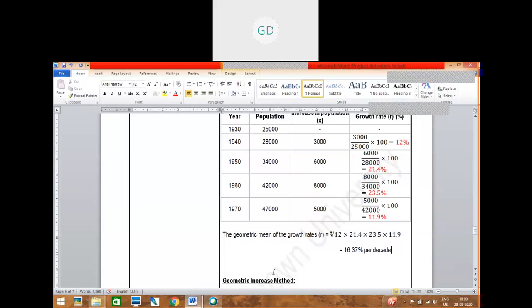Ma'am, is that fourth root because there are four values? Yes, correct. There are four values, that's why we are taking the fourth root. If there are five values, it will be the fifth root. If it is six, then it will be the sixth root.